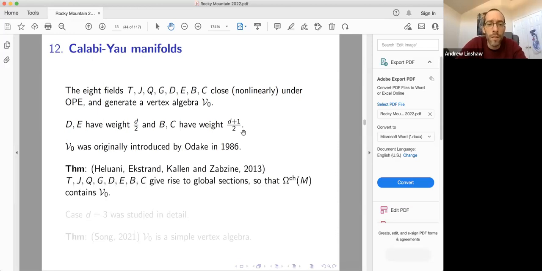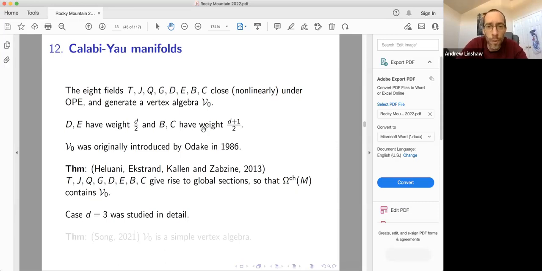And there's a non-trivial result of Ilwani, Ekstrom, Callan, and Zebzine from 2013, which is that these 8 fields actually give rise to global sections of the chiral de Rham complex. So in particular, this algebra of global sections contains this thing that I call V0. And they studied in particular the case D equals 3. And this one was the one that they called the Odaki algebra.